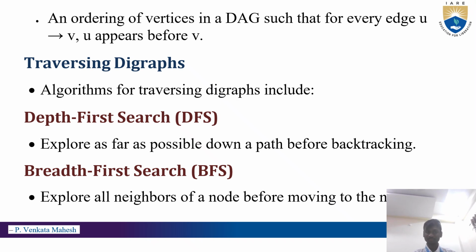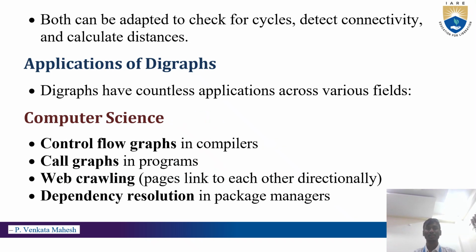Algorithms. Let's understand DFS, depth first search. For example, we can explore as far as possible down a path before backtracking. Breadth first search, BFS: explore all neighbors of a node before moving to the next node. Both can be adopted to check for cycles, detect connectivity, and calculate distances.